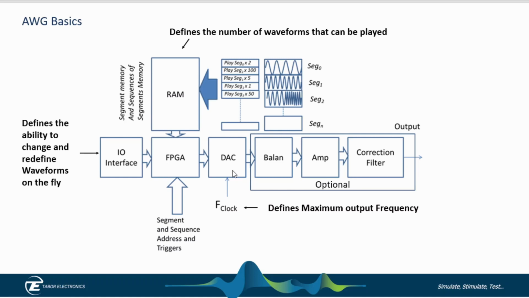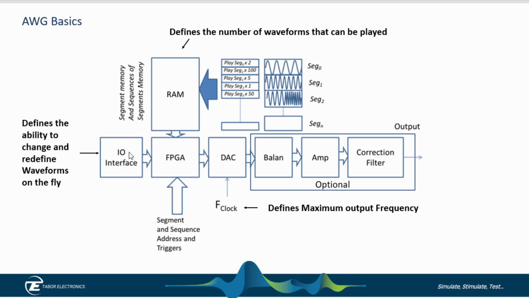So for example, if you're a 9 gigasample arbitrary waveform generator such as the Tabor Proteus, then the first Nyquist zone is going to give you a maximum output frequency of 4.5 gigahertz. And we're going to talk about that later when we do frequency translation.